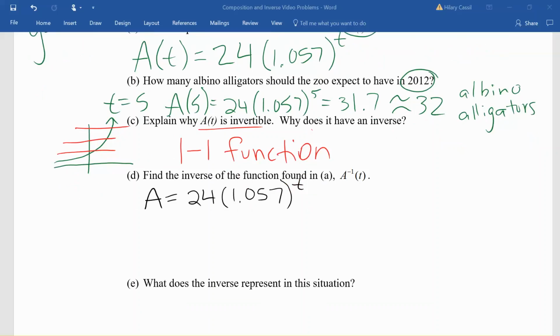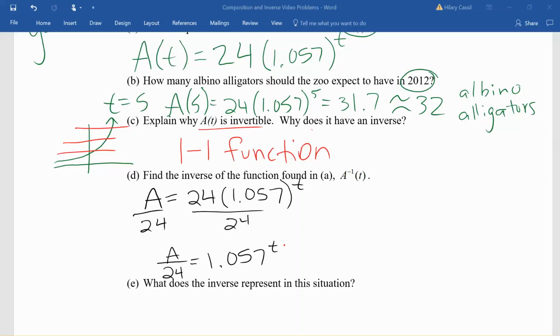Now we want to find the inverse of this function. And for our application problems, I think it's easier if we do not change our variables because that helps us with the interpretation. So we're going to go ahead and solve for t. Our first step is going to be dividing by 24.